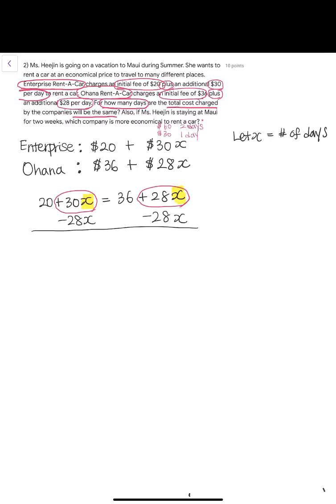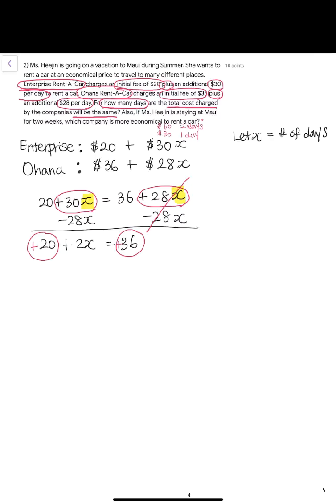Then 28x, they cancel out because one is positive, one is negative. And then we're going to bring down 20, and then 30x minus 28x is positive 2x. You bring down the equal sign, and you bring down the 36, and now you see the constant like terms, 20 and 36, and since they don't have a sign, I'm going to add an invisible positive sign.